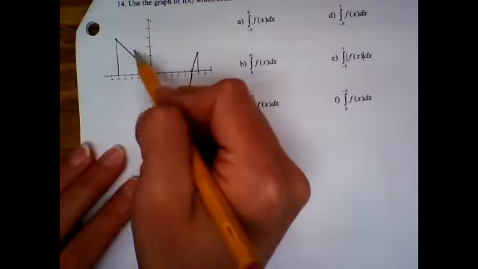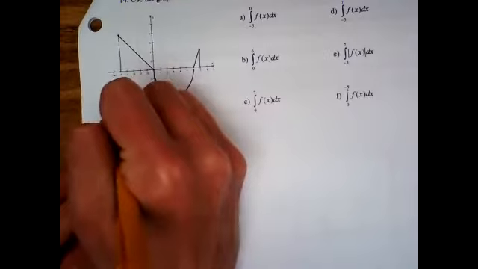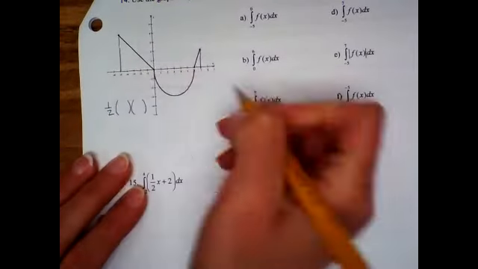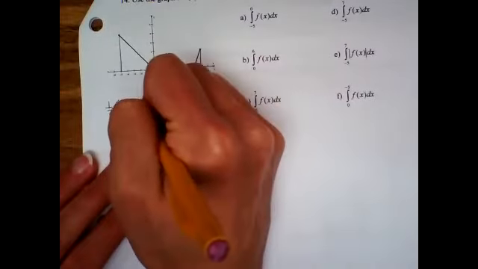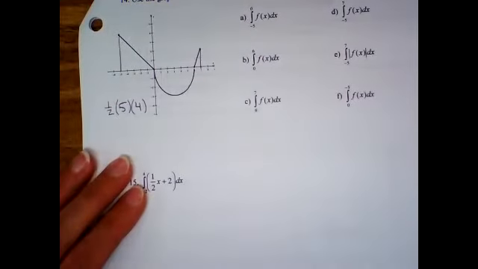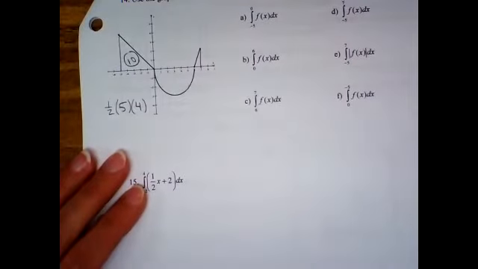This is a triangle. What is the area formula for a triangle? 1/2 base times height. The base is 5. The height is 4. So that triangle is worth 10. Units squared. We don't usually put units with these.